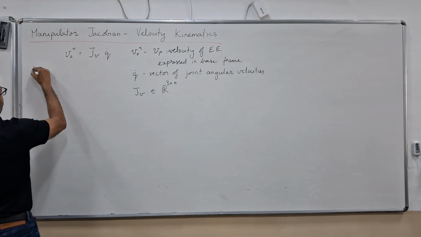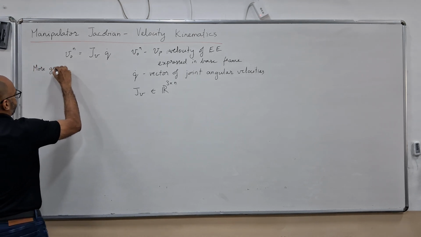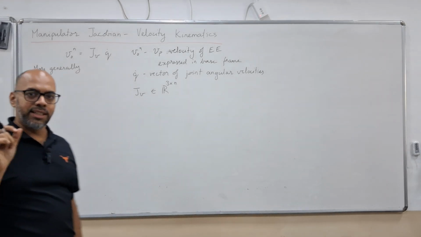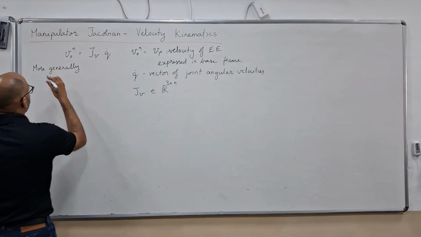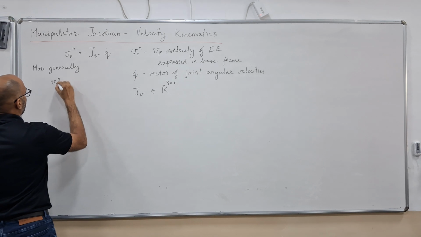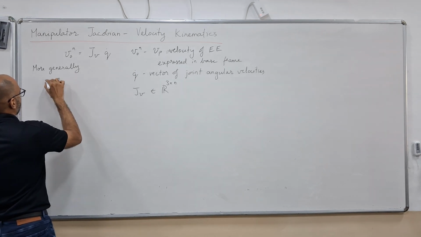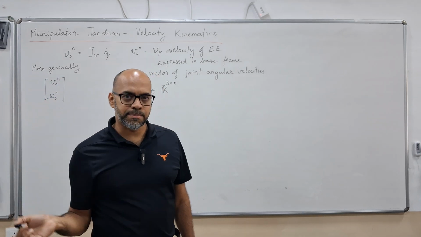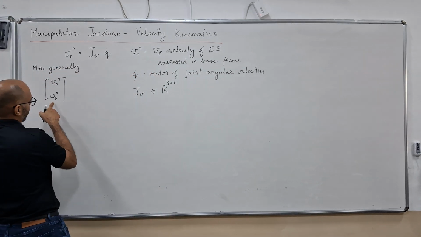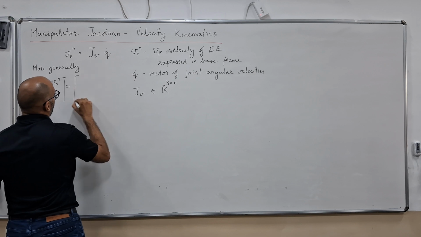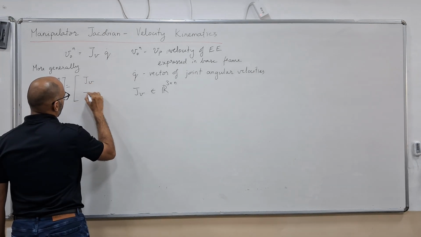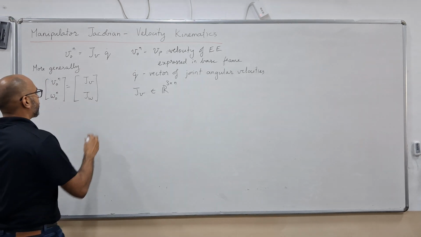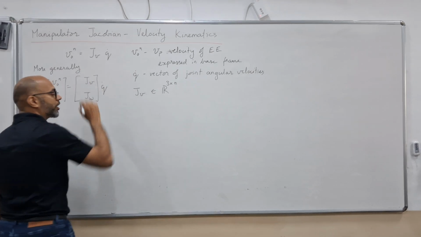But let's go one step further. So more generally, we are not only concerned with the linear velocity of the end effector, but also angular velocity. So we would write V0n, but also omega 0n, which is nothing but the angular velocity of the end effector, but expressed in the base frame. That's why you have the 0 here. And this I would write as JV and j omega, two matrices stacked on top of each other, but still multiplying just the q dot vector.